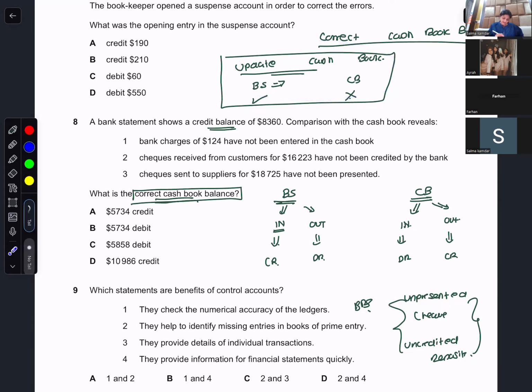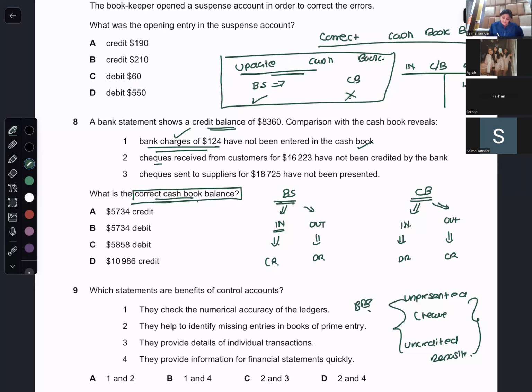Okay, fine. Bank charges. Tell me, it is done in the bank statement. It has not been entered in the cash book. So which side will it come in the cash book? Debit or credit? Credit. Bank charges means money is going out of the bank, right? So it will come on the credit side.